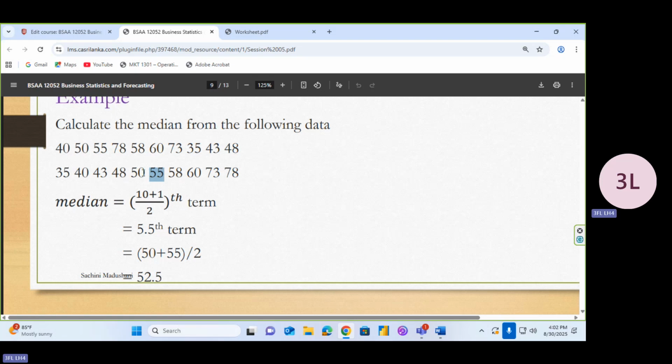Understood? Then how do we find the 5.5th term? Take the average value of these two. Okay, then what's the answer? 52.5. Then 52.5 is the middle point in this data set. Is it clear? Okay, then this is the way we can find out the median value. Now clear? The median value we use to find out the middle point in the data set.